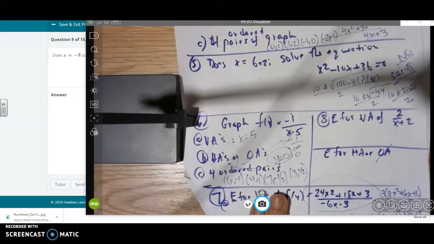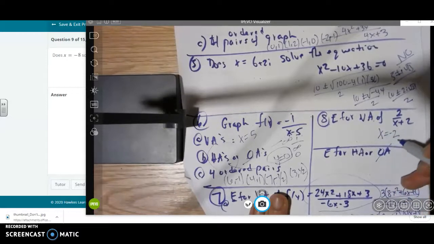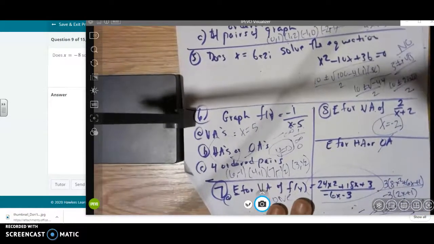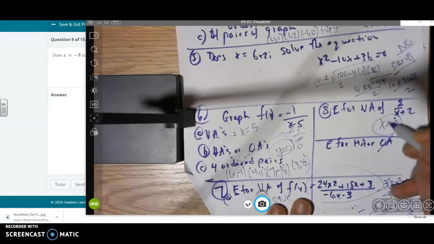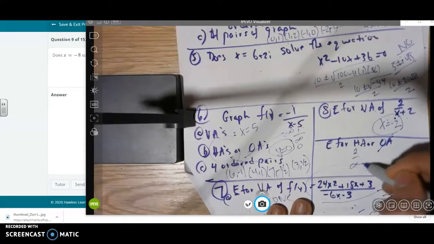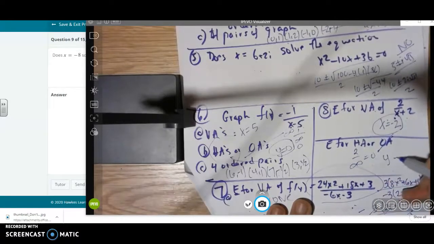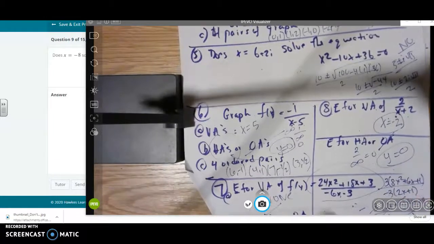For number 8 right here, we're looking for an equation for the vertical asymptote. Well, this is already simplified and factored, so you're simply going to get x equals -2 for a vertical asymptote. For this one, we have no oblique asymptote because the numerator is not bigger than the denominator in degree. The denominator has a larger power or equal, so it's going to be 2 over infinity, which goes to 0. So you're going to say y equals 0 is our horizontal asymptote for this one.